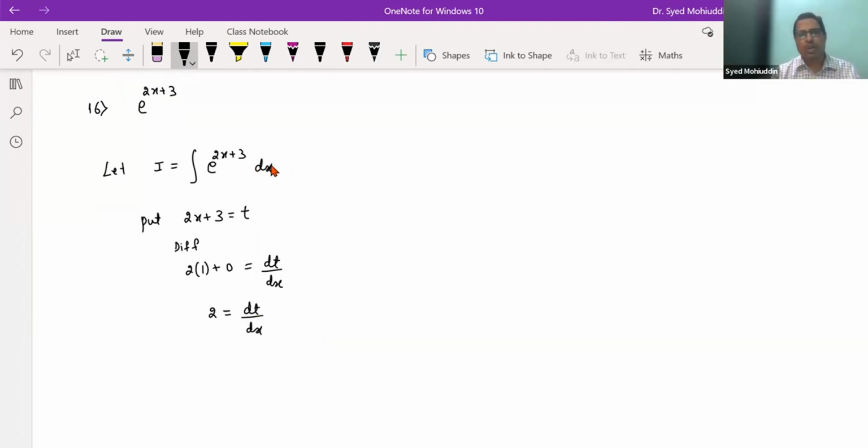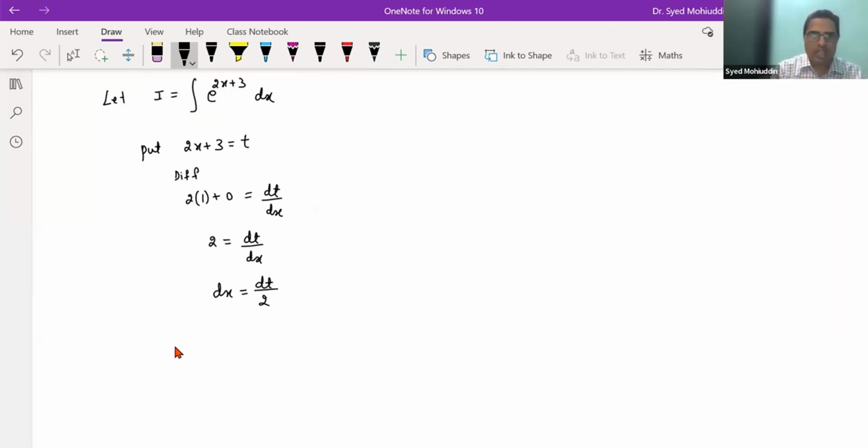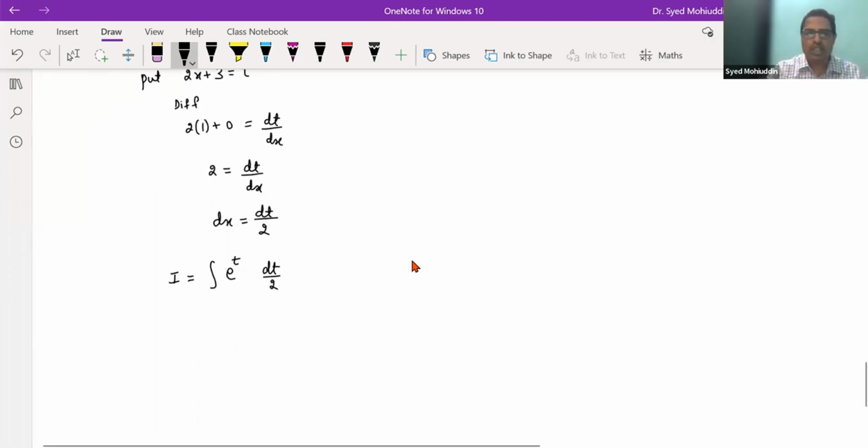But here, what do you see? You have only dx. So just cross multiply dx to this side, and write this as dt, cross multiply this 2, divided by 2. Now in place of this dx, you can put dt by 2. Just plug it back there. So you get the integral I is equal to the integral of e power of 2x plus 3, which is t, and dx is dt by 2. What is constant here? 1 by 2 you can take outside. You'll be getting 1 by 2 times the integral of e power of t into dt. What is the integral of e power of t?